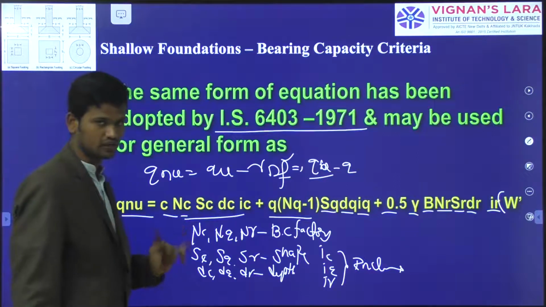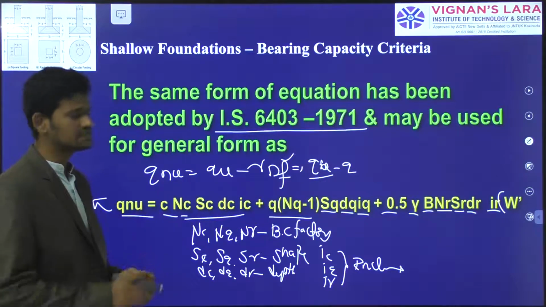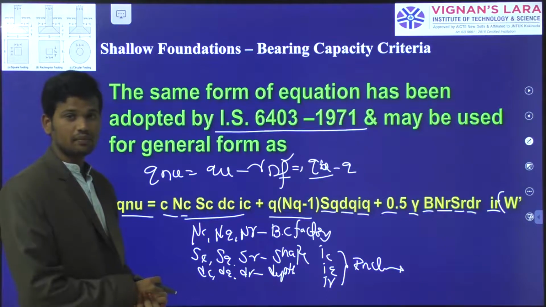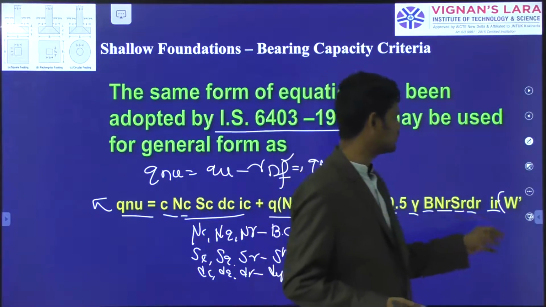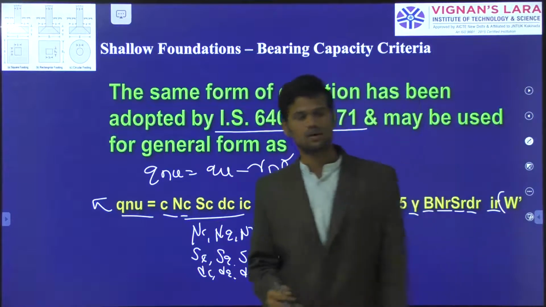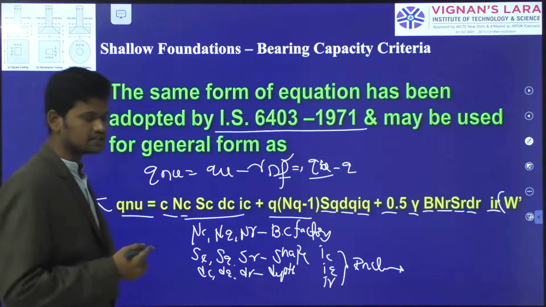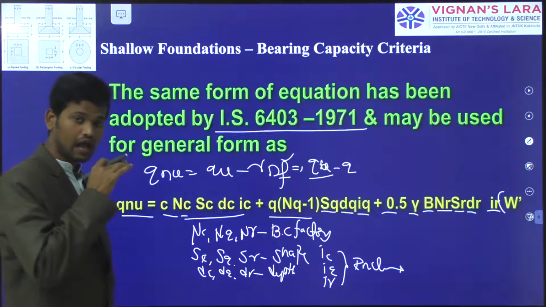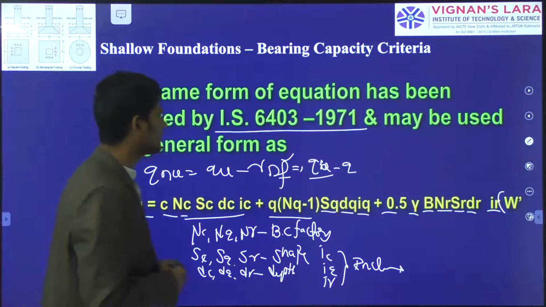Remember this formula: qnu equal to c Nc Sc Dc Ic plus q (Nq minus 1) Sq Dq Iq plus half gamma B N gamma S gamma D gamma I gamma. If the water table is there, you have to substitute the water table depth. If there is no water table, you need not substitute the water table value. This is the calculation of the ultimate bearing capacity of the soil in the IS code method.